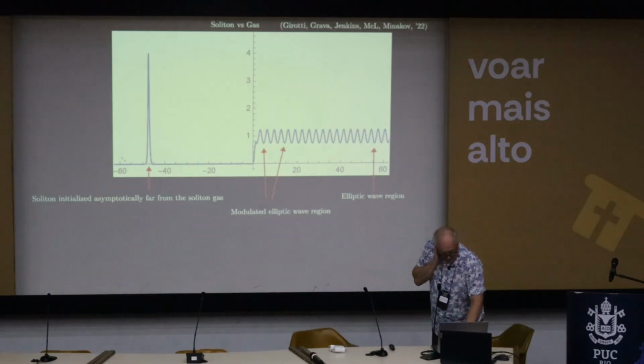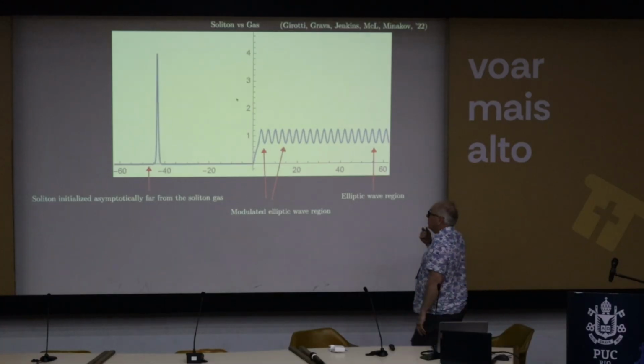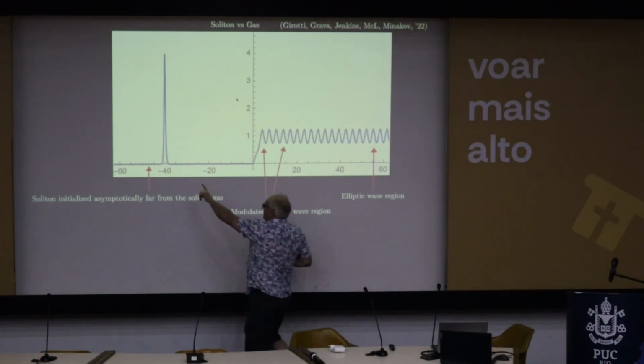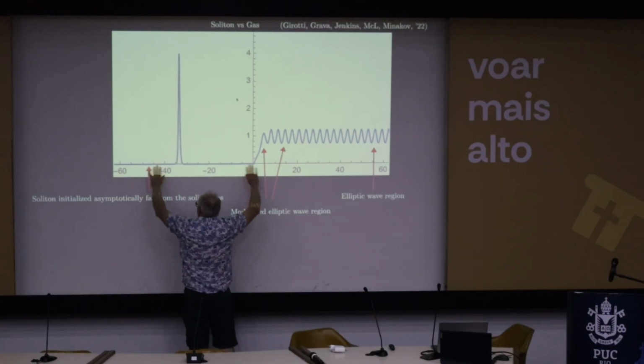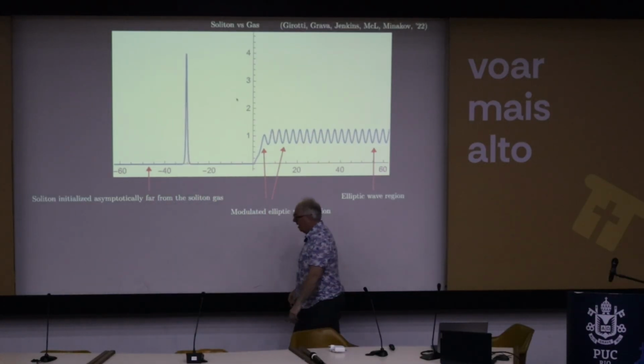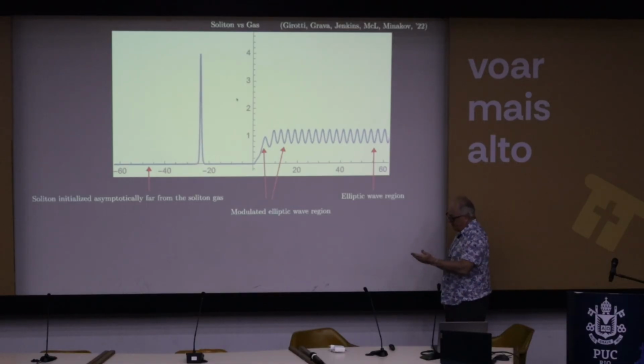I think the movie is next. This is a plot of our asymptotic analysis, okay? So the distance between this lone soliton and the gas over here, that's the asymptotic parameter. You have to wait a long time for them to interact, and that long time gives us the long time asymptotic analysis, which we can do.